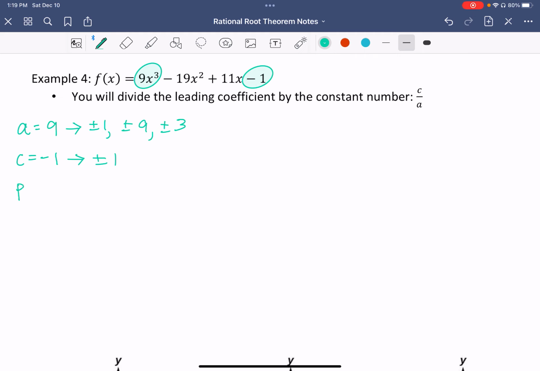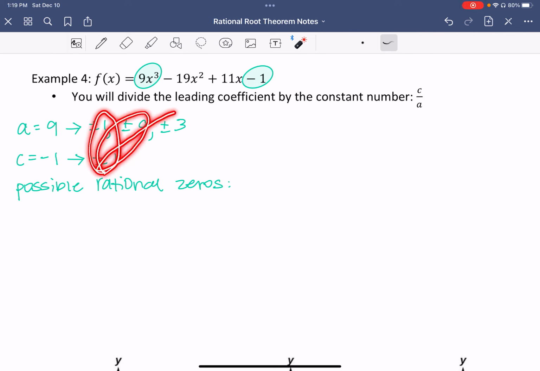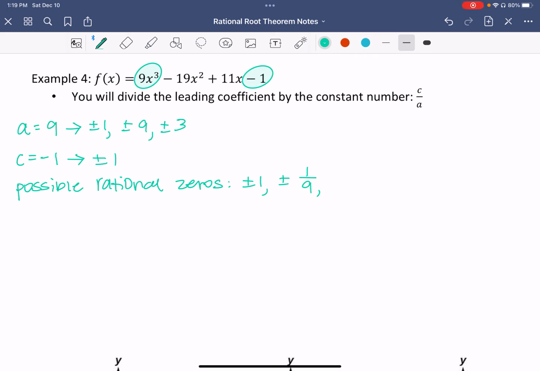So now let's list the possible rational zeros. Okay, and so there's only one C value, so we're only going to do 1 divided by 1, 1 divided by 9, and 1 divided by 3. So 1 divided by 1 is just 1, 1 divided by 9 is 1 over 9, and 1 divided by 3 is 1/3. And all of these are plus or minus. Okay, so now let's graph this to see what the rational zeros are.